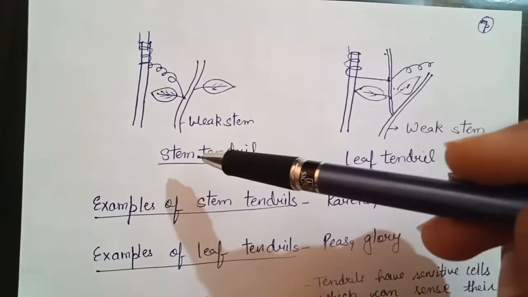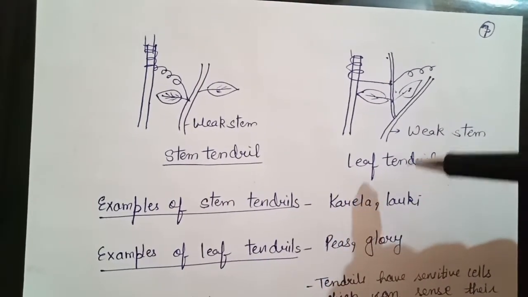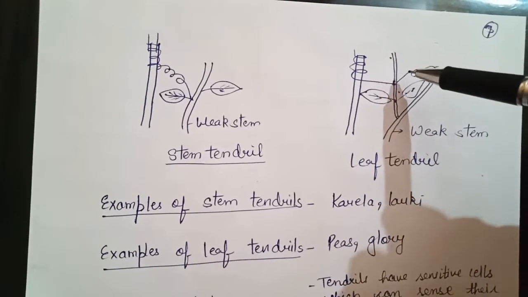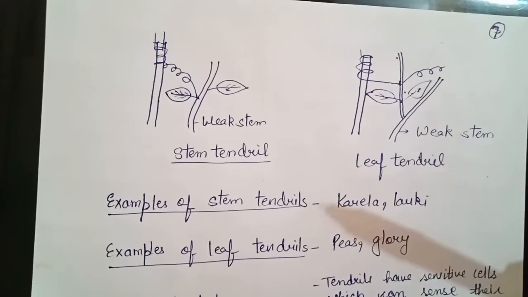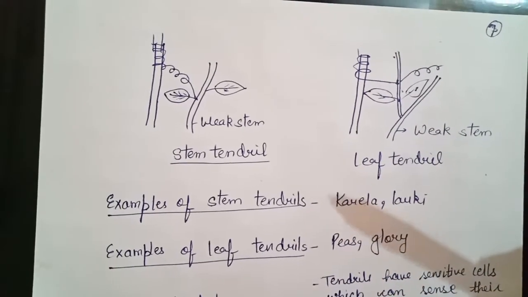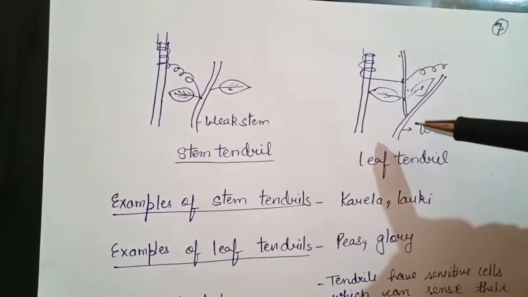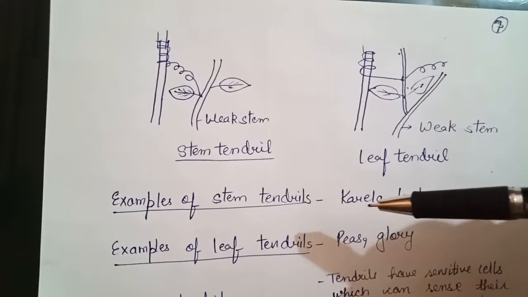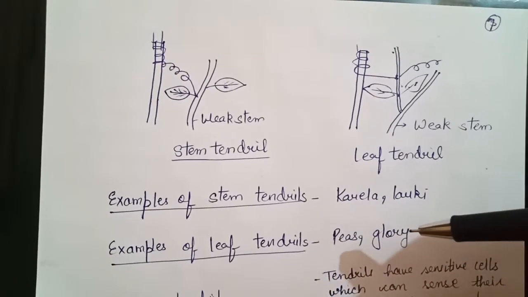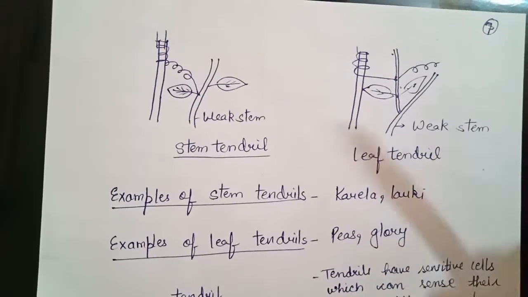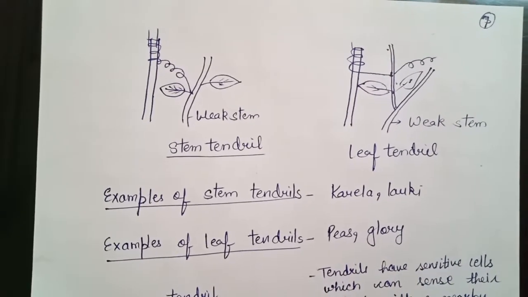Here the stem is modified to form the tendril, and here the leaf is modified to form the tendril. Like potato, it is an underground stem, a modification of the stem, but it is considered a stem only. Similarly, stem tendril and leaf tendril. Examples of stem tendrils are Karela and Loki, and examples of leaf tendrils are peas and glory. Now we will study how thigmotropism occurs.